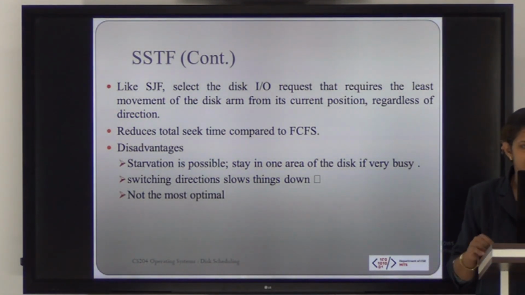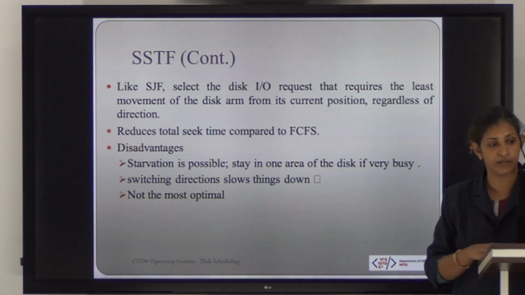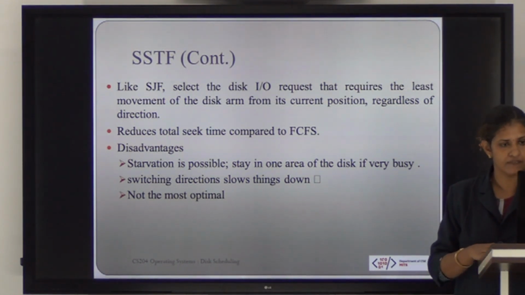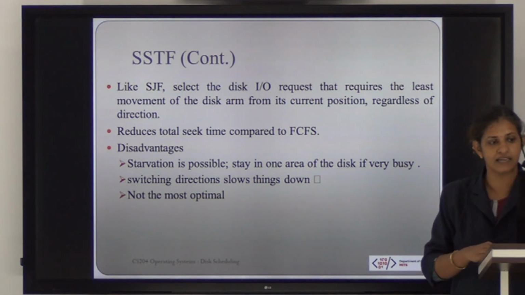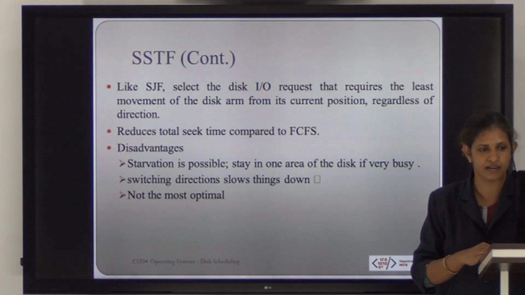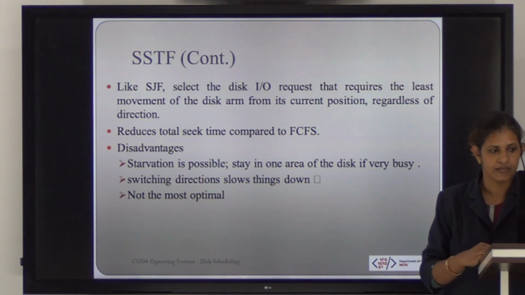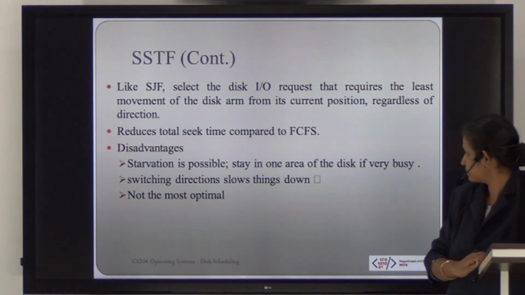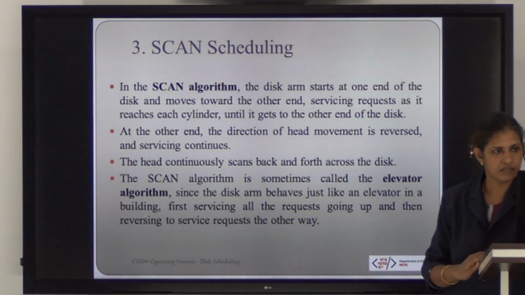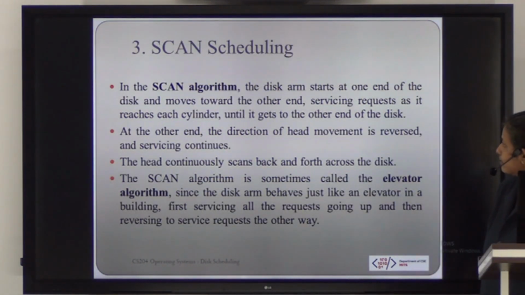Like SJF, the shortest job first, which was a CPU scheduling algorithm, this SSTF also selects the disk I/O request that requires the least movement of the disk arm from the current position, regardless of the direction. It reduces the total seek time compared to FCFS. The disadvantages: starvation is possible, switching direction slows things down, and it is not the most optimal.